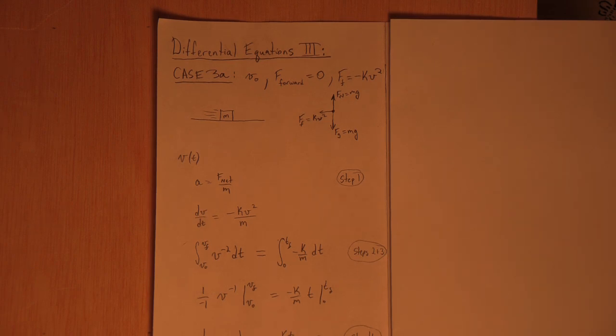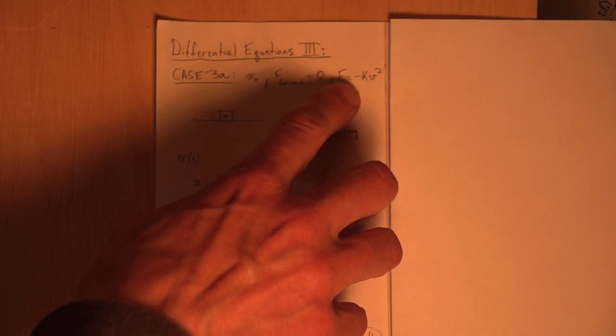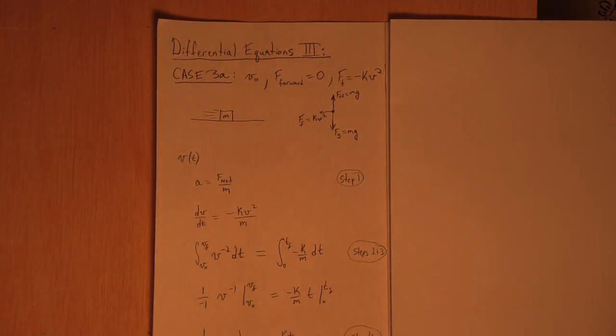All right, that being said, we are doing two more cases, case 3A and 3B. They're like 2A and 2B. The difference is that the force of air resistance is minus kV squared instead of kV. This is actually a more accurate model of air resistance. It's proportional more often to velocity squared than velocity to the first power. So this is more like what a car experiences with air resistance.